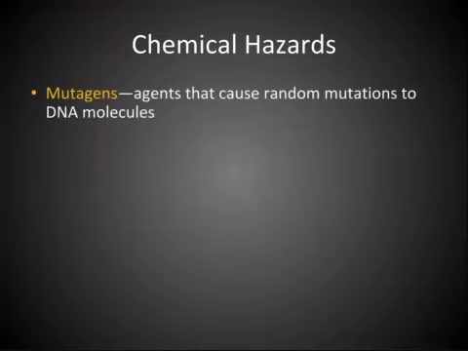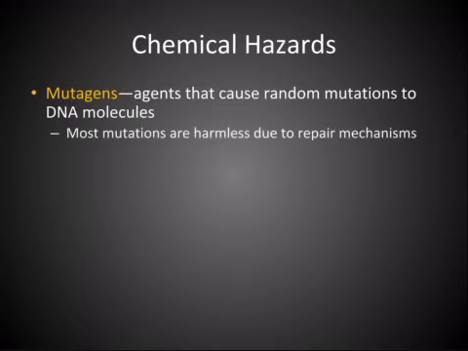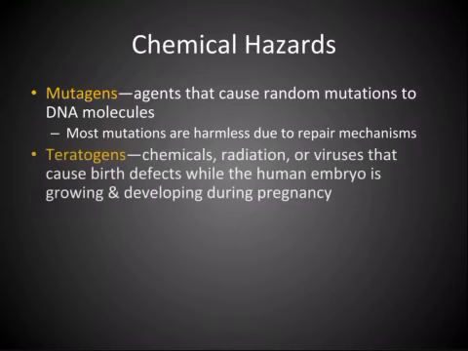So types of chemical hazards. The first category are mutagens. These are things that cause mutations to DNA molecules. Now that doesn't necessarily mean it's going to affect the parent, but those mutations to DNA molecules can get passed on to the children. Most mutations, however, are harmless because your body has repair mechanisms to repair the DNA.